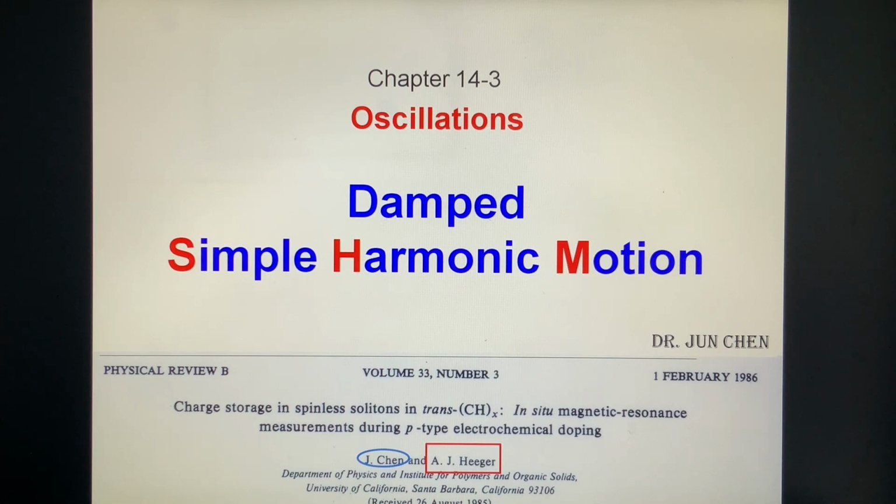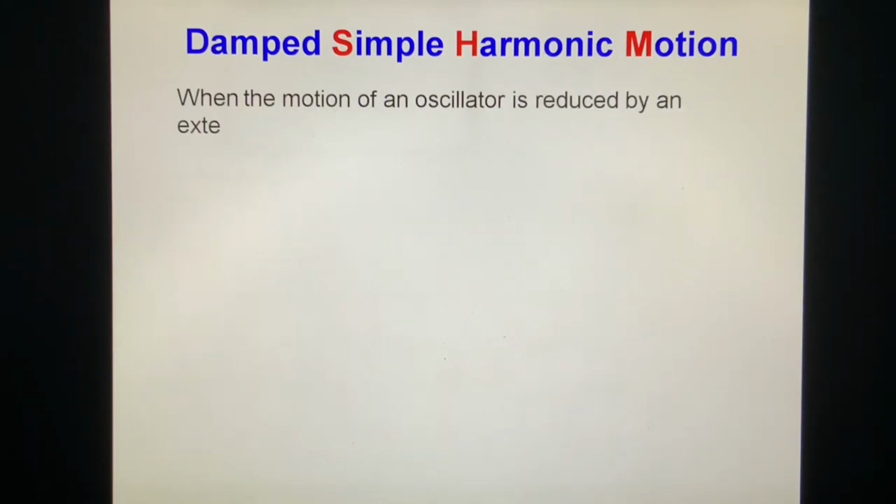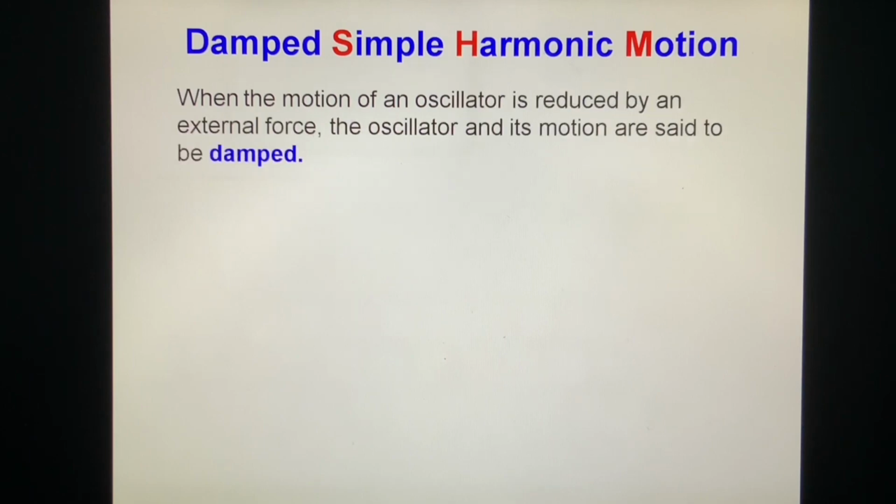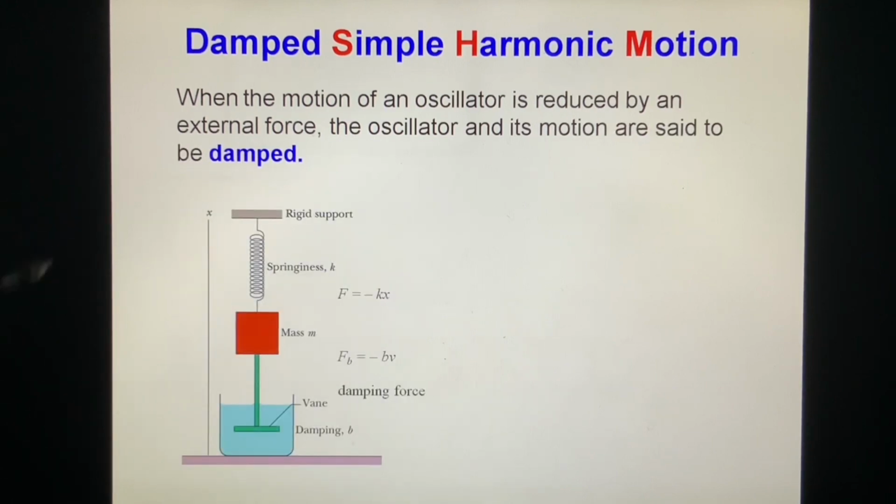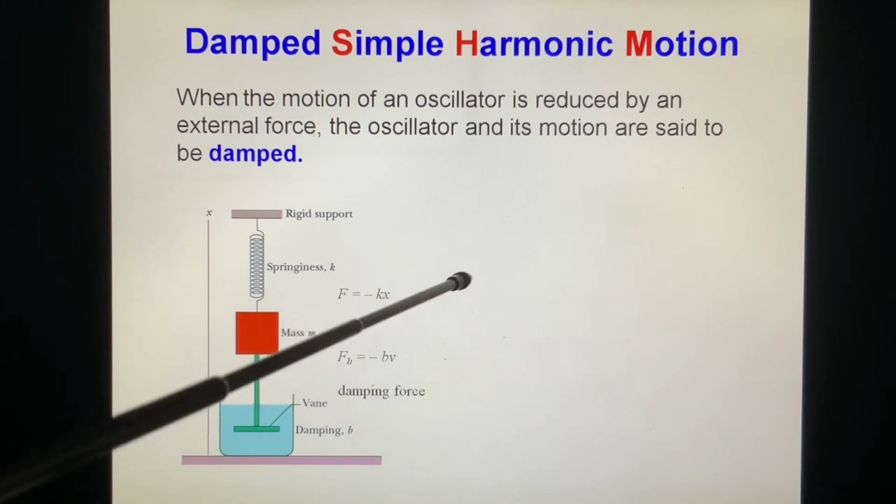Damped simple harmonic motion. When the motion of an oscillation is reduced by an external force, the oscillator and its motion are said to be damped. In this case, without the bottom part, this is called simple harmonic motion. But we connect this mass with an object put in the water, so it will have a resistance proportional to the velocity, the force minus bv. In this case, we put in the sign.